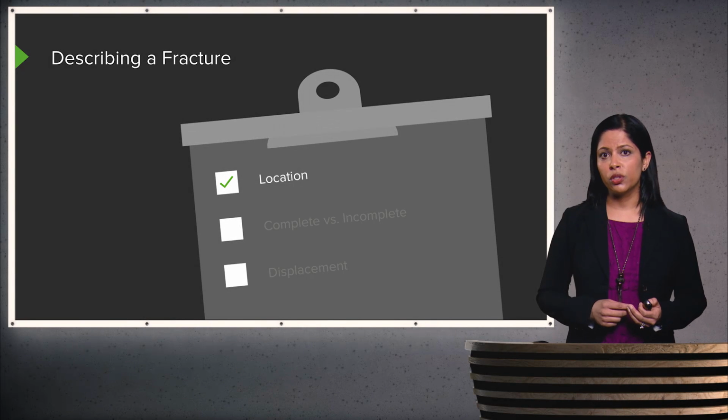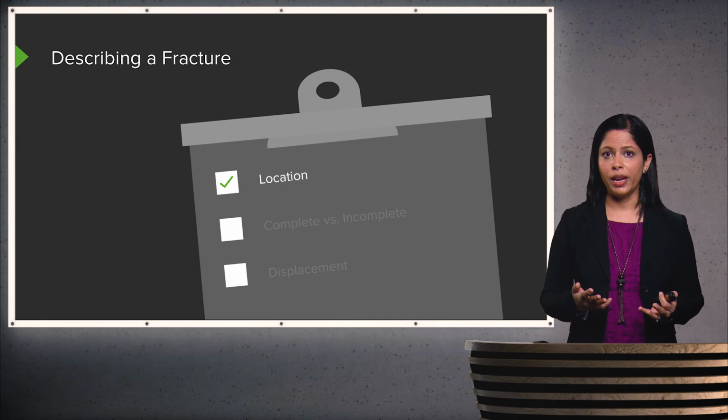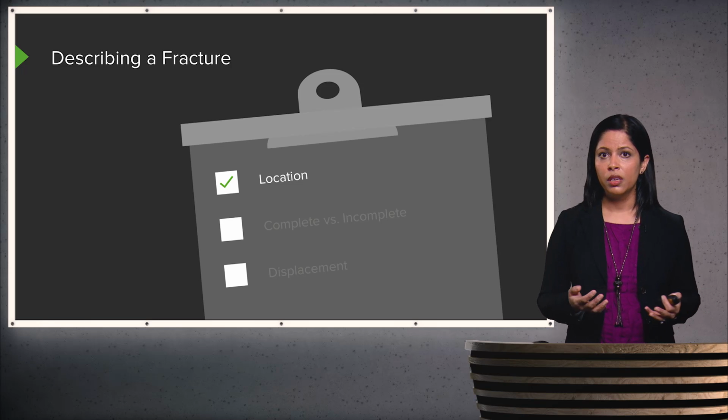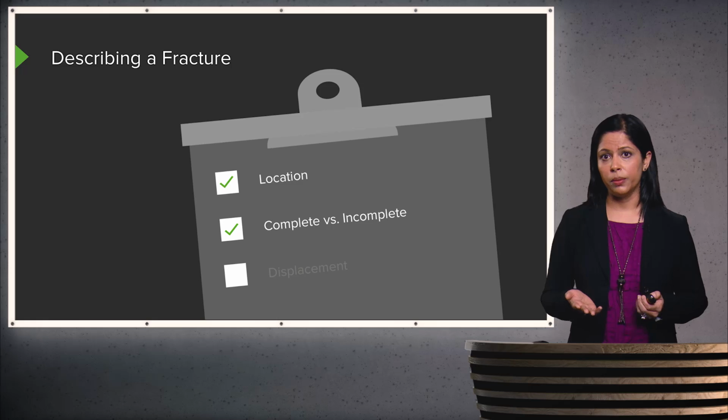There are multiple ways of describing a fracture. What you want to keep in mind is, in your report, when you describe a fracture, you want the person listening to your report to be able to visualize what you're seeing without actually taking a look at the pictures. So you have to be very thorough in your description. You want to include the location of the fracture. You want to say whether it's a complete fracture or an incomplete fracture. And you want to talk about displacement.